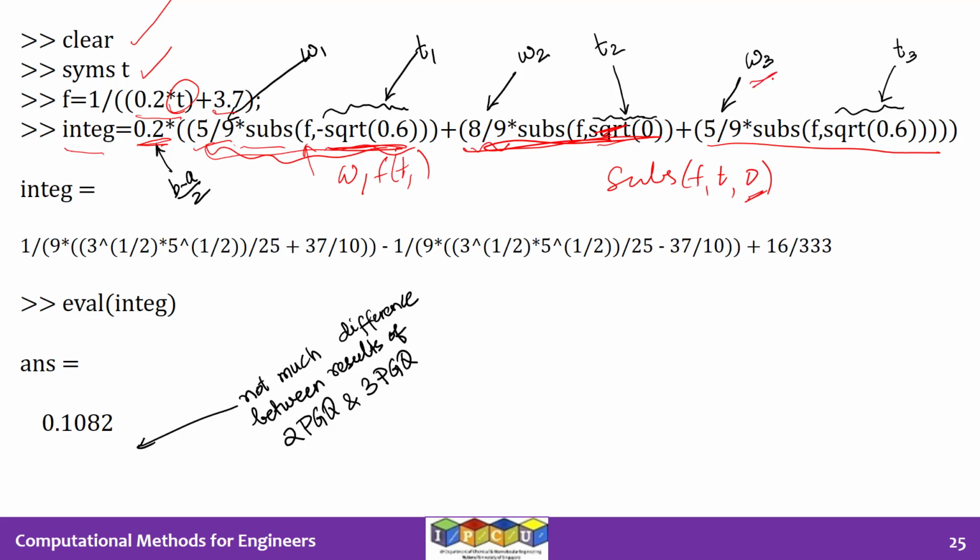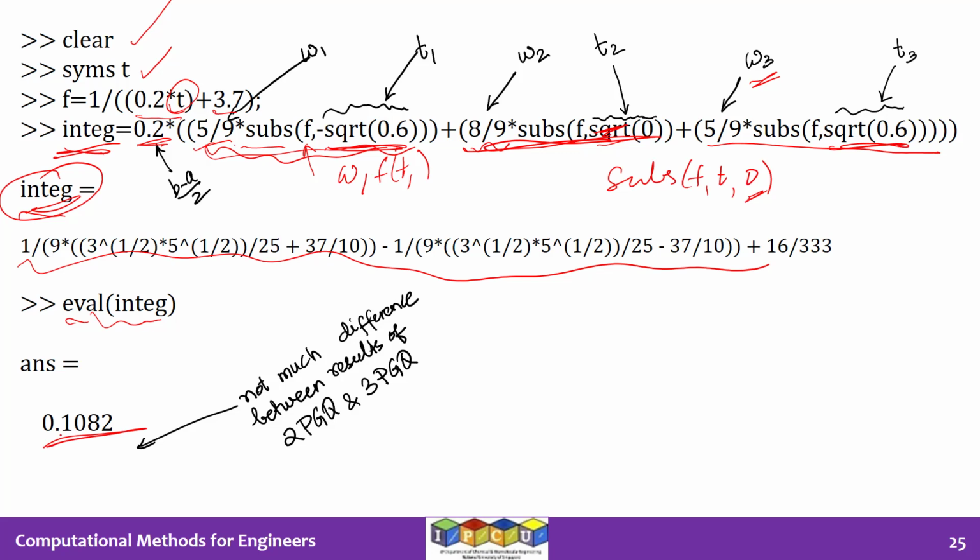So w3 is 5 by 9, t3 is positive square root of 0.6. I get this strange looking expression which is full of numbers, but it's still in symbol form. So what I do is I use the usual idea of evaluating what I see here. So I just say eval integ, which is this variable, and then I get 0.1082. So that is what was reported here.